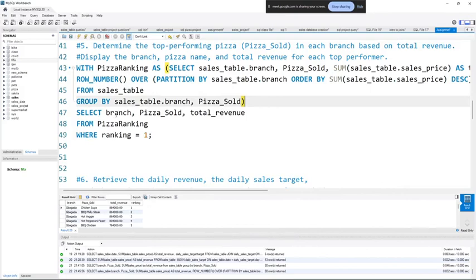We now say select the branch, the pizza sold, and the total revenue. Now I told you to select those three things. From where are we selecting? The table we created. And the name of that table is what? Pizza ranking. So if you have saved your CTE as something else, what you'll be using here will be that name. So you select from pizza ranking, where the ranking is equal to 1 because we've ranked it. So you now pick from where the ranking is equal to what? 1. Do you understand?